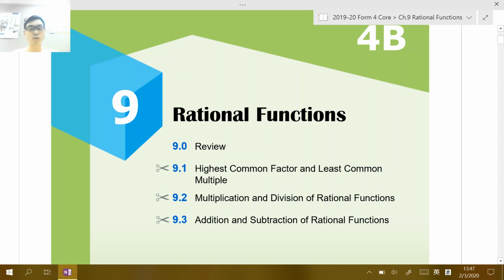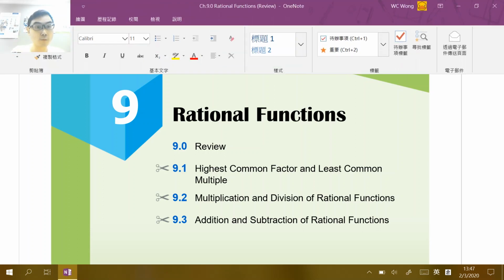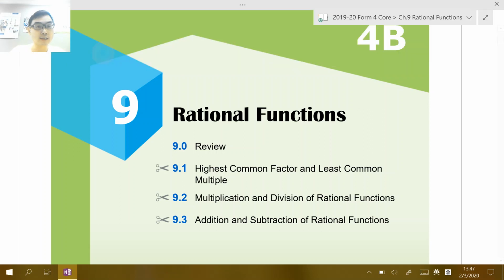But you may ask, so Mr. Wong, if you don't talk about these three sections, what will we talk about today? As I mentioned, rational functions are actually not new to you, because in Form 2 you learned something related to rational functions, but we did not use the word rational, we used the word algebraic. That means in Form 2 you have learned something called algebraic fractions.